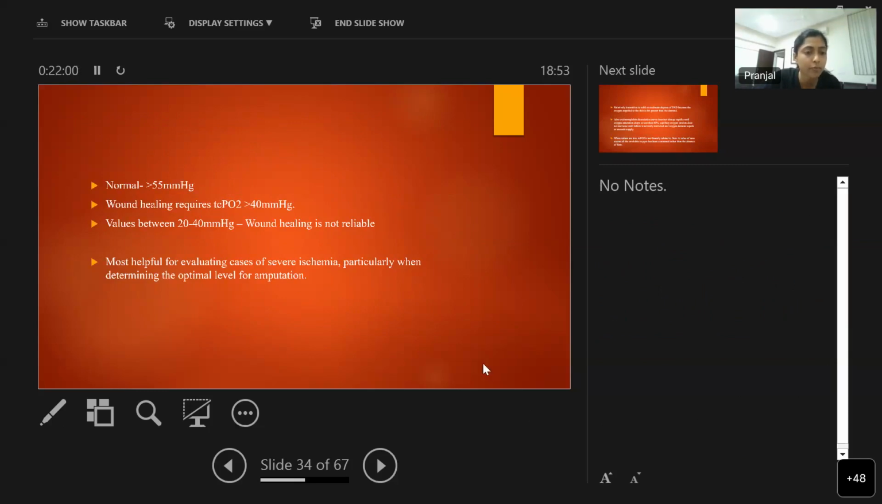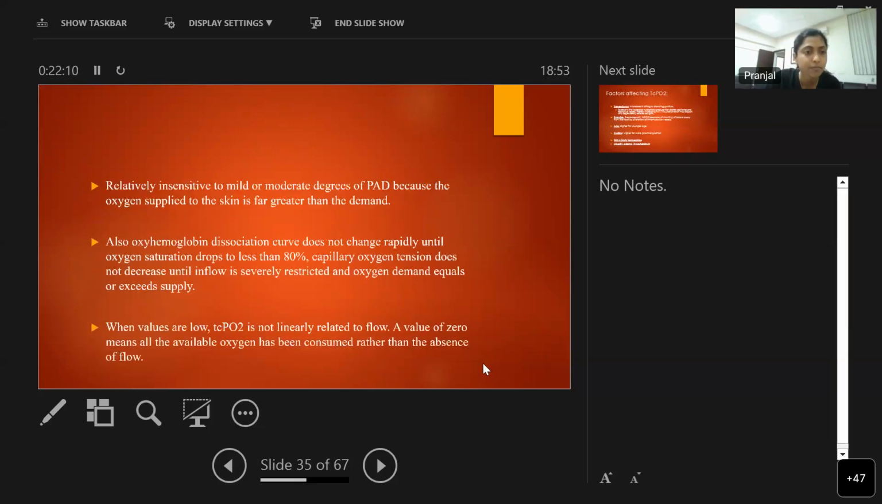It is most helpful in evaluating cases with severe ischemia, particularly when you're determining the optimal level of amputation, but there is no study that validates this. It is relatively insensitive in mild to moderate degrees of peripheral arterial disease because oxygen supply to the skin is far greater than the demand. Therefore, the oxyhemoglobin dissociation curve does not change rapidly until the oxygen saturation drops to less than 80%.